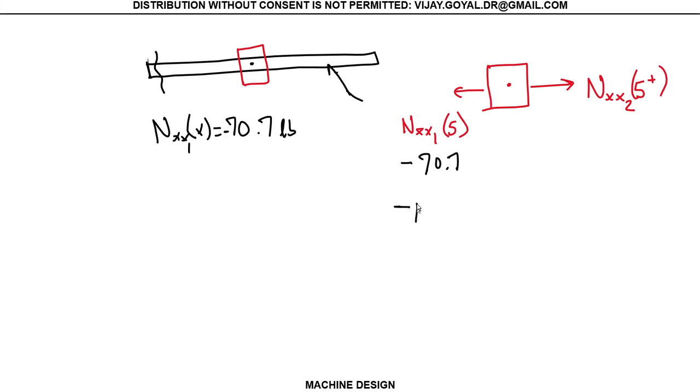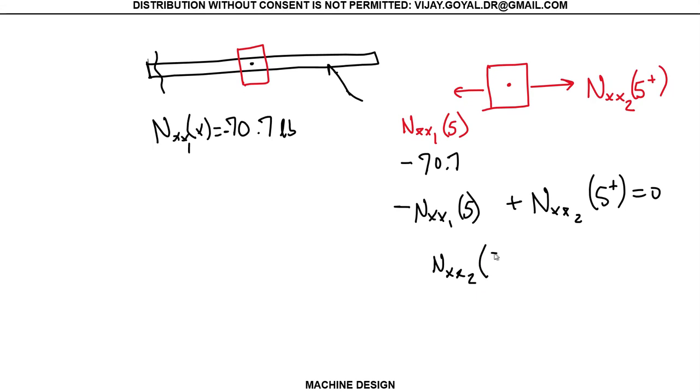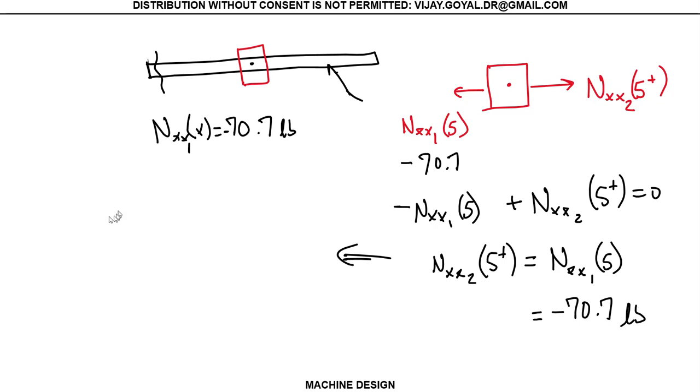So this is minus Nxx 1 evaluated at 5, plus Nxx 2 at 5 plus is equal to 0. And so Nxx of section 2 at 5 plus is equal to Nxx 1 at 5. And the value is minus 70.7 pounds. Okay, now that we have found this, we can go and find your last segment.